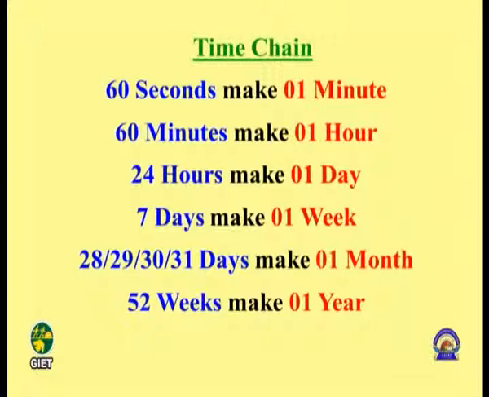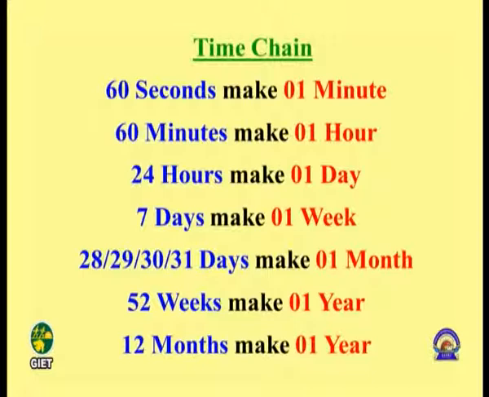Then, 52 weeks make a year. And 12 months make a year. Looking at it another way, 60 seconds are equal to 1 minute. 60 minutes are equal to 1 hour. 24 hours are equal to 1 day. 7 days are equal to 1 week.